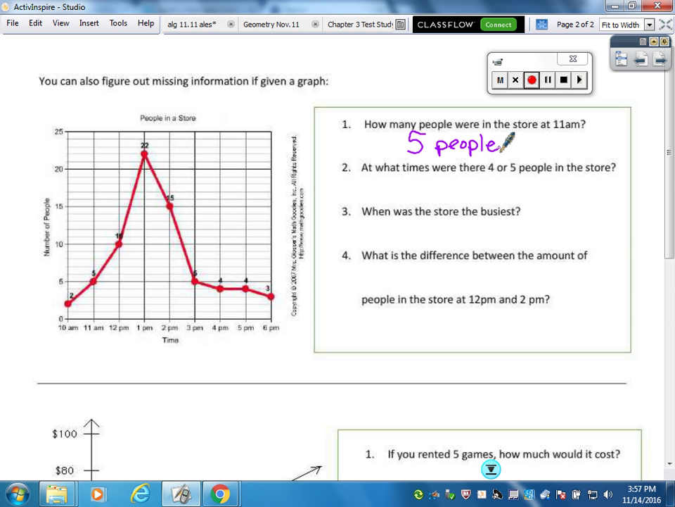So for my next question, at what times were there 4 or 5 people in the store? So I'd be happy with 5 people, or I'd be happy with 4 people. So I've picked out all of those. And so there were 4 times. They were 11 a.m., 3 p.m., 4 p.m., and 5 p.m.